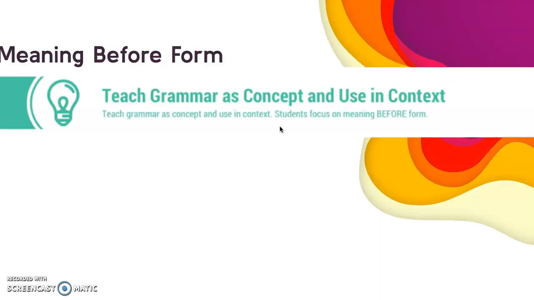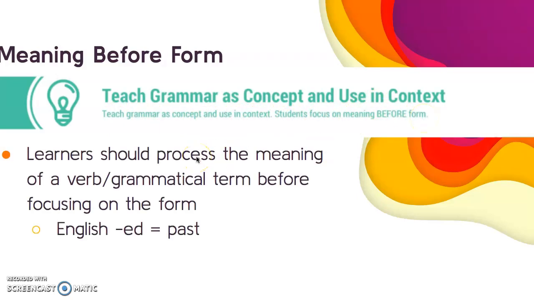Okay. And this goes along the lines of the idea of meaning before form. So if we think of those core practices, teaching grammar as a concept, using it in context, students are focusing on meaning before they're focusing on the form. Okay. So at that point, learners should always be thinking about what a word means before they think about how to form that word. Okay?